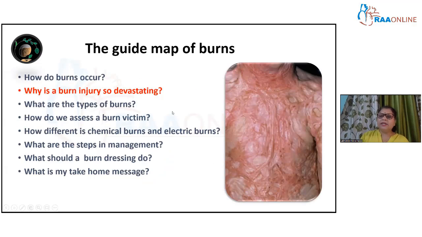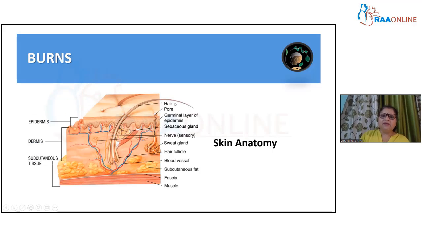Right. Why is a burn injury so devastating? Why are plastic surgeons so intent on teaching the mechanics of the burn and what to do in a burn? Now, this is a picture which you see of an entirely burnt skin which is completely scarred. Now we will find out why we give so much emphasis on a burn injury. For that, we will have to know the anatomy of the skin. Now, the skin is composed of two layers.